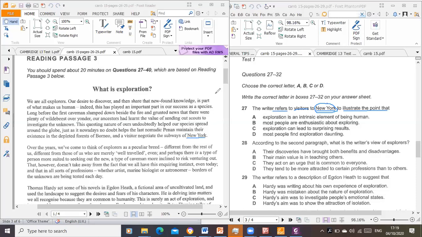So that means you have to read through the sentence before New York, at least, to have an understanding of what it has to say. And if you read through the whole paragraph, that is beautiful. For the sake of this lesson, I will just quickly skim through the whole paragraph here so you have an understanding of what they are saying. So we are all explorers. A desire to discover and then share that newfound knowledge is part of what makes us human. Indeed, this has played an important part in our success as a species.